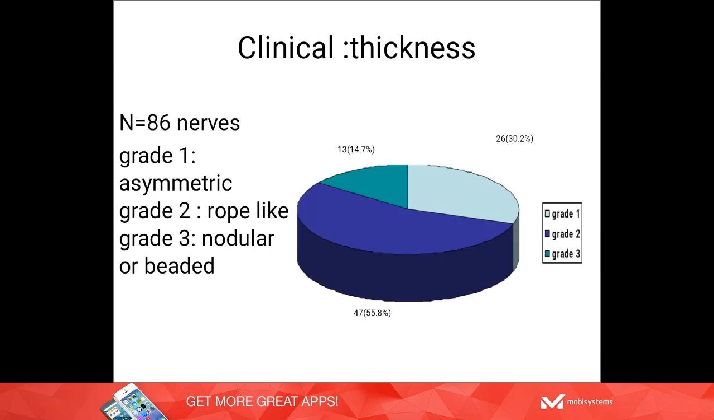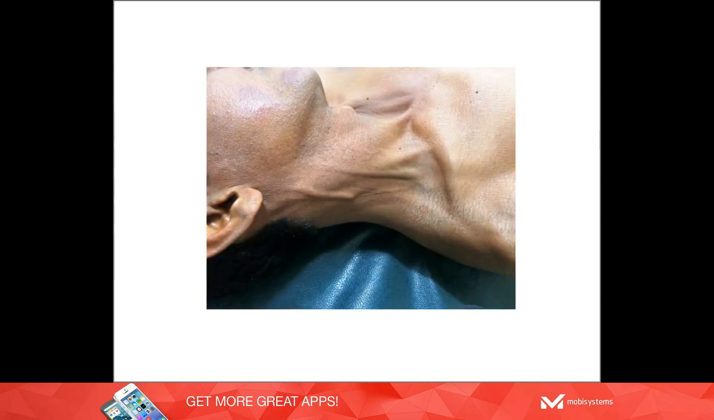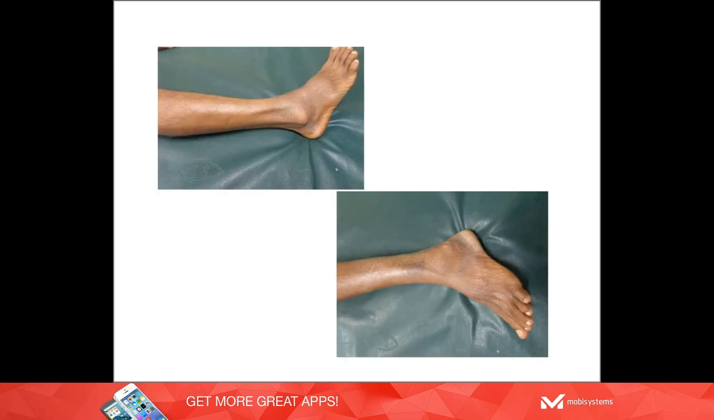Now, coming to clinical findings, 86 nerves were found thickened clinically out of our 35 patients, and 26, that is 30% of the patients, had grade 1 or asymmetric thickness, and 55% of our patients had rope-like thickness, and 14% had nodular or beaded thickness. This is an image showing the great auricular nerve of one of our patients. Here we see the common peroneal nerve, which branches off into its two branches, superficial and deep peroneal nerves.